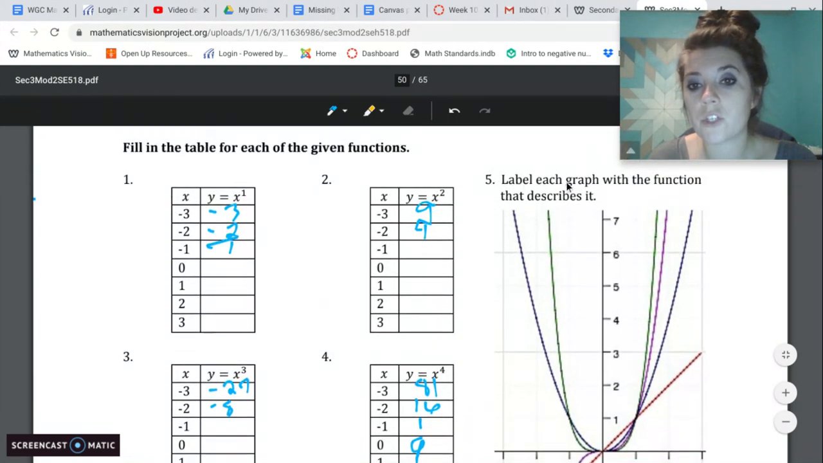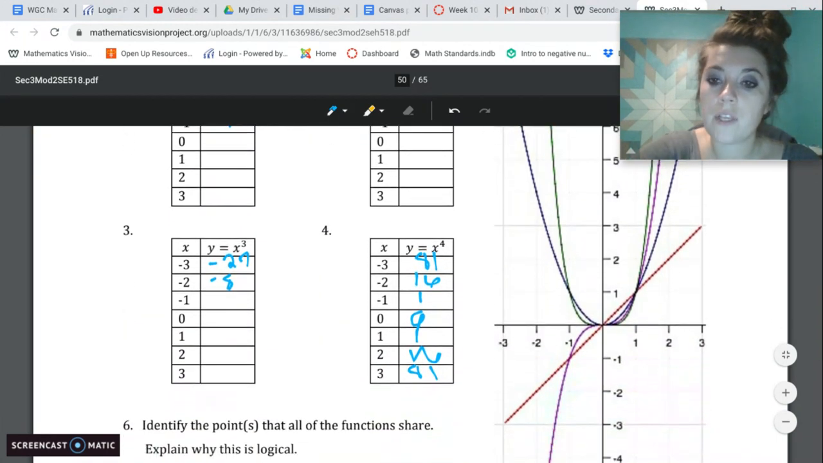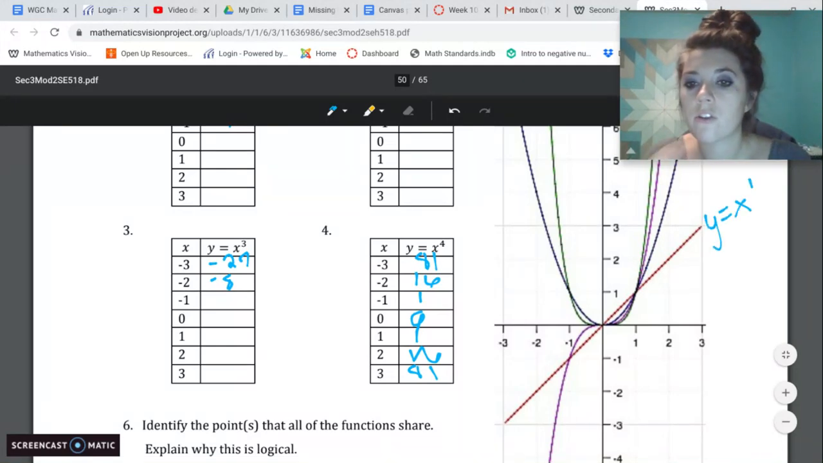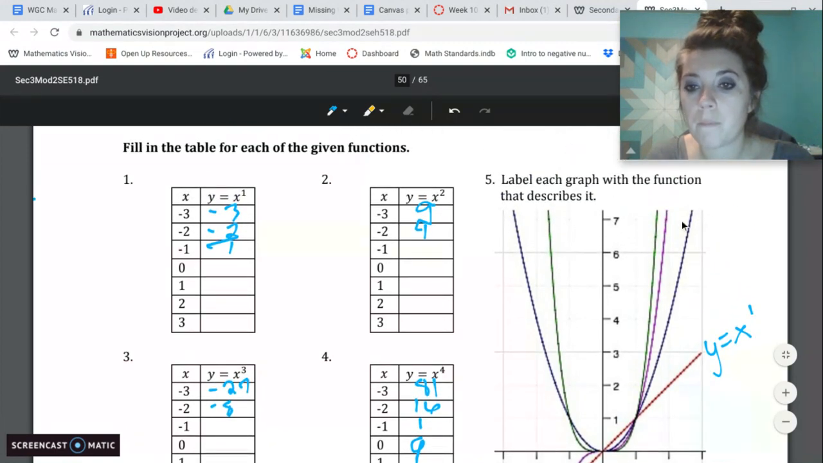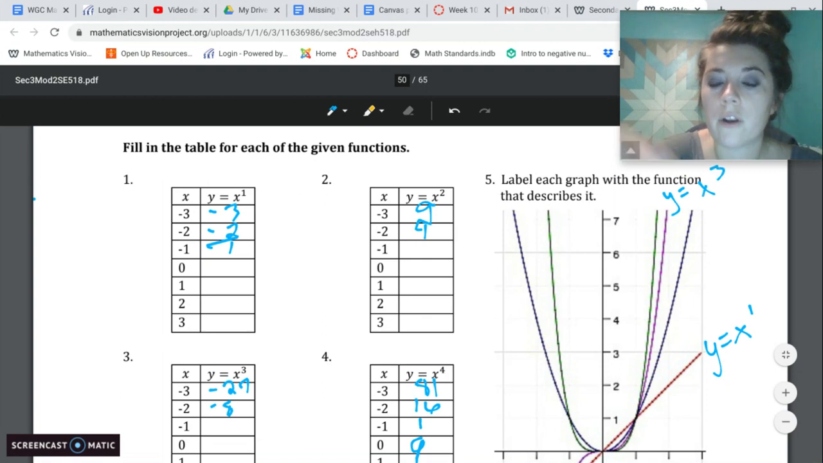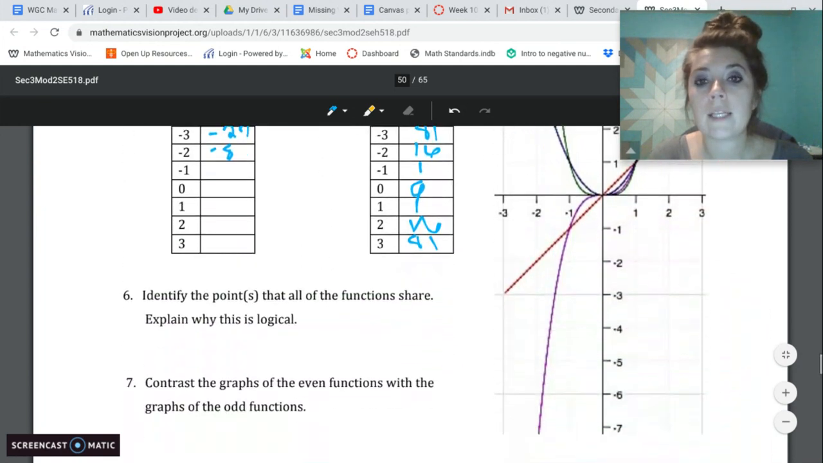And for number 5, it does want you to label each graph with the function that describes it. So note this red line right here, that's going to be the y equals x to the first. So just a little helpful hint there. This purpley pink one right here, that's going to be our y equals x to the third. So our y equals x to the fourth and our y equals x squared, they're going to be the green and this kind of navy blue one. So you have to figure out which one is which, okay? I'm going to leave that to you guys.